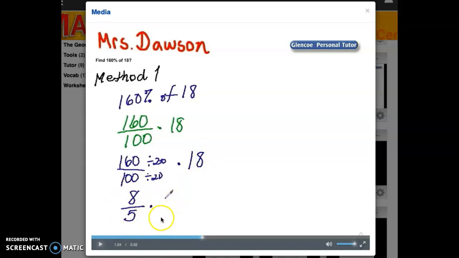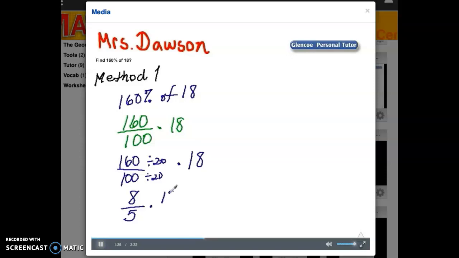Now, if you do this down here, or if you stay up here and do this, either way, you're going to get the same answer. Because when you multiply 160 by 18, and you get that answer over 100, you're going to have to simplify that fraction anyways. So what she's doing is simplifying first and then solving, but you can also, if you would like, solve and then simplify. This way that she is doing it is a little bit easier because it is easier to multiply 8 by 18 than it is to multiply 18 by 160. So let's go ahead and continue.